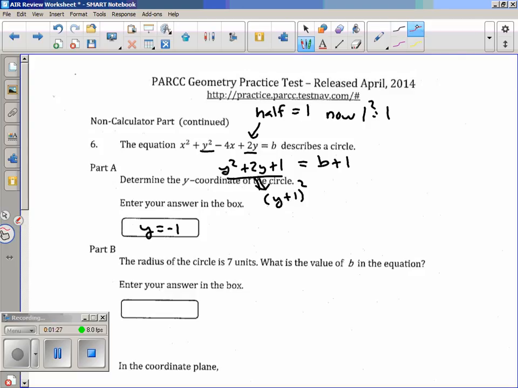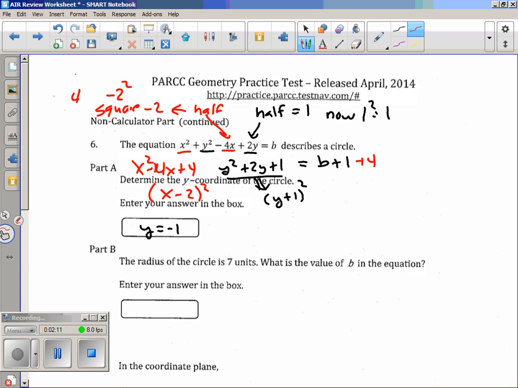Now we aren't asked for the x value, but we do need it to find the radius in the next part, so we do a similar thing with the x. Take half of the negative 4, which gives us negative 2, square it. So negative 2 squared gives us 4. So we're going to write x squared minus 4x plus 4. And since we added 4 on the left side, we have to add 4 on the right side. And if we needed something about the x, this one would be x subtract 2 squared, because half of negative 4 is negative 2.